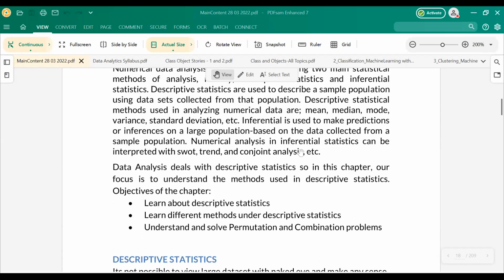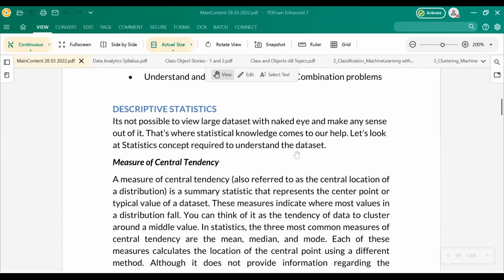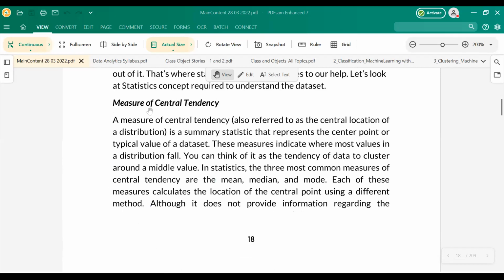So let's start with basic statistics, right? Generally you have something called the measure of central tendency. As the name suggests, central tendency: how close are you to the center? Now I'll give you an example.